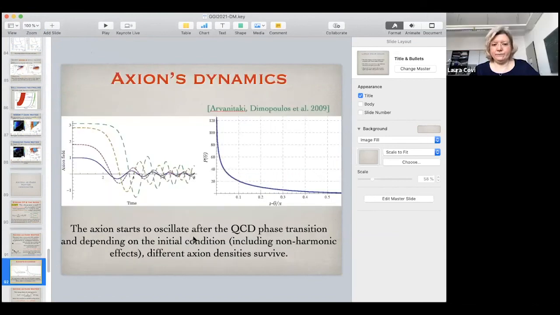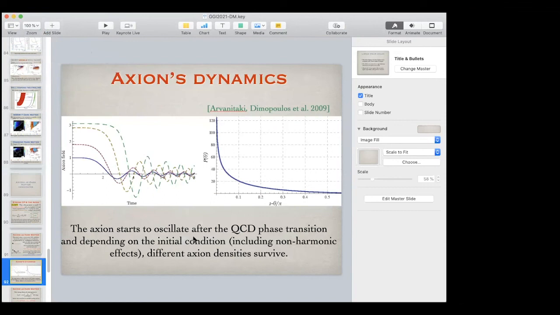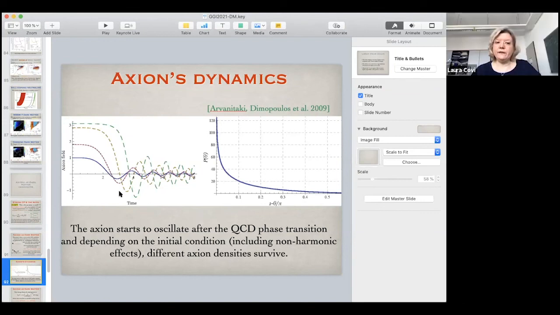Yes. Okay, for the left figure, from the vertical axis, it says the axion field. So this means this is the frequency of the oscillation of the axion field, right? Yes, of course, it is the axion field. Here I think it's rescaled by f_a, so that the initial angle is always between 0 and 2 pi.